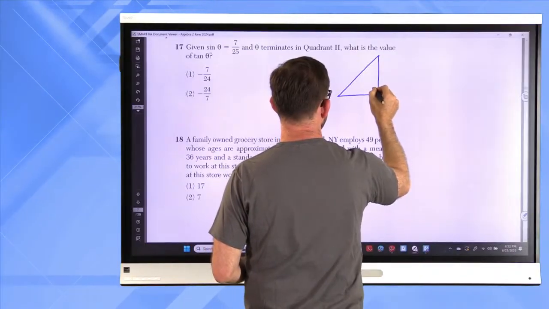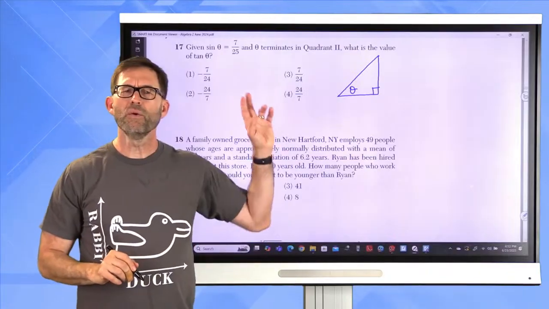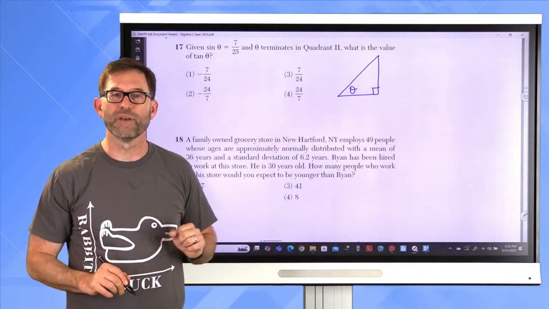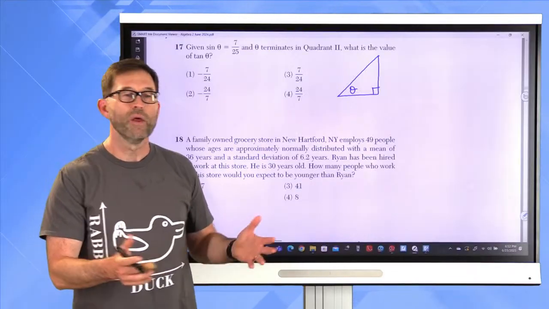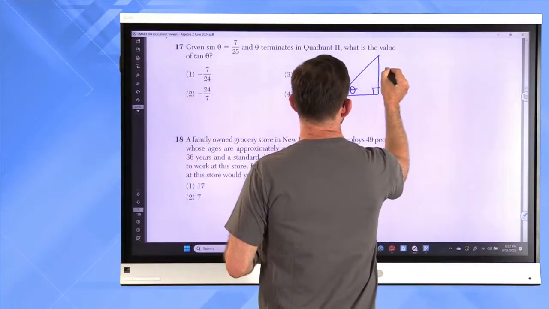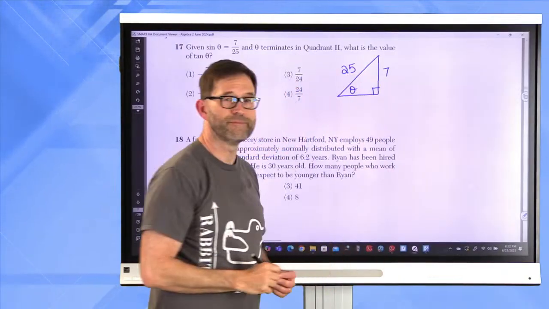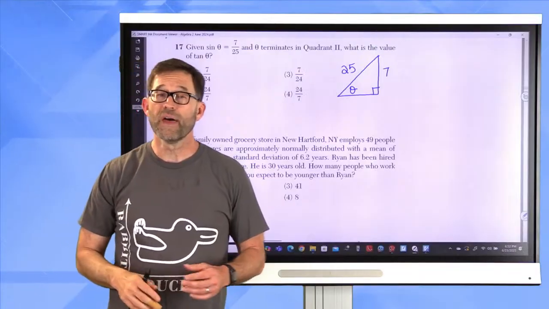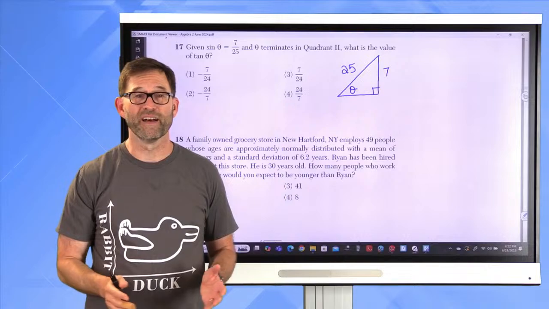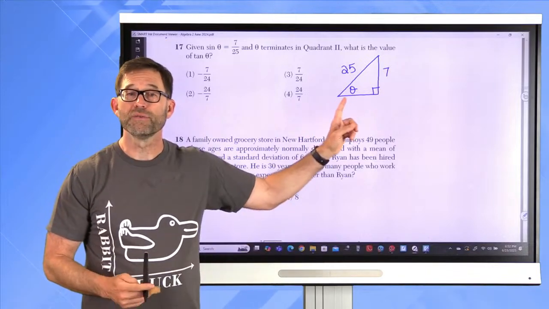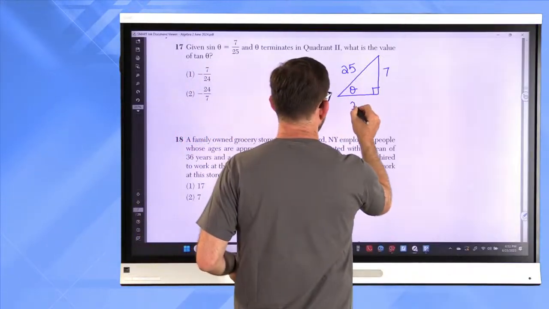So let's say I had a triangle like that, and I put theta in, all right? And I knew that sine theta was 7/25. Well, sine is opposite over hypotenuse, right? So I would know now that that side was 7 and that the hypotenuse was 25. I could then use the Pythagorean theorem, which again, I'm not going to go through right now. You've been doing that since like 8th grade. I could use the Pythagorean theorem to figure out that length, which would be 24.